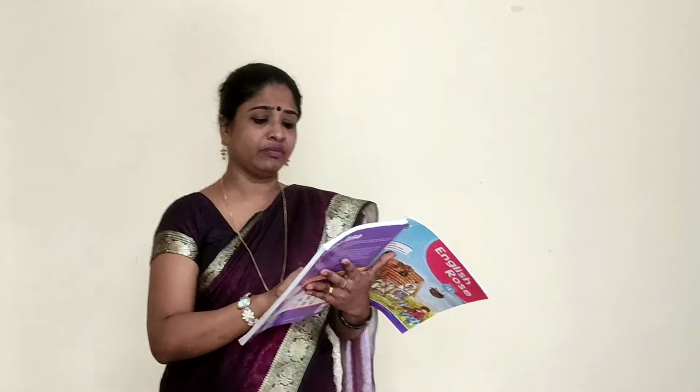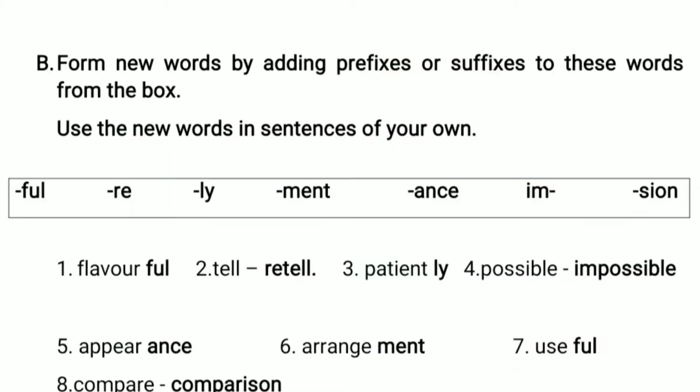So look at question number 1, children. Flavor. And you can see on the board there, flavor. The answer is flavorful. Please write there, flavorful. So add F-U-L as you can see it written on my board. And now look at number 2, tell. The answer will be retell. So you should write retell. Now number 3, patient. And what we will do? We will add L-Y. So it will become patiently.